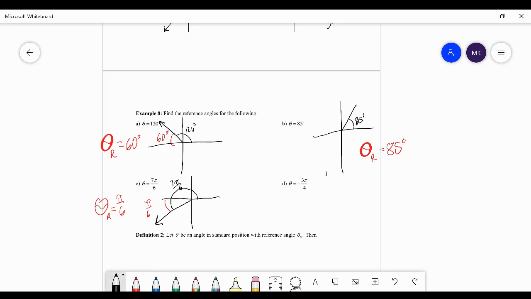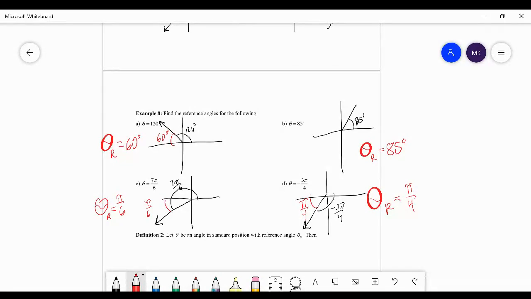And our last one, we have negative 3 pi over 4. That is in the third quadrant as well. Negative 3 pi over 4. Our reference angle is just this, so how much farther do we have to go to get to pi? And that's just pi over 4. So theta r equals pi over 4.